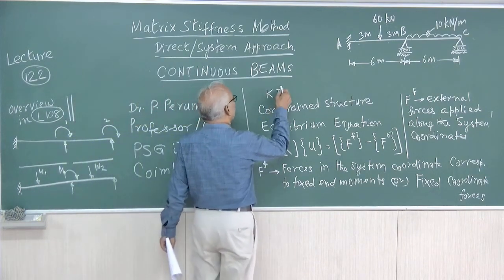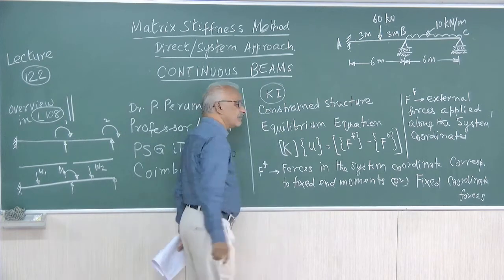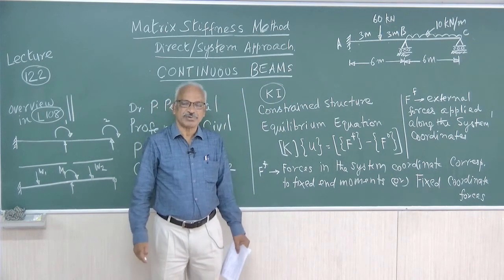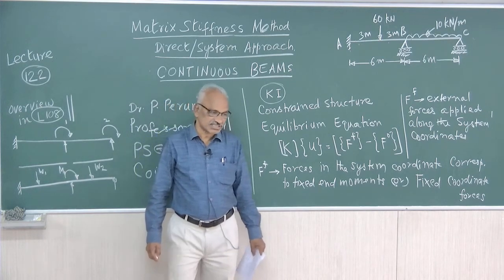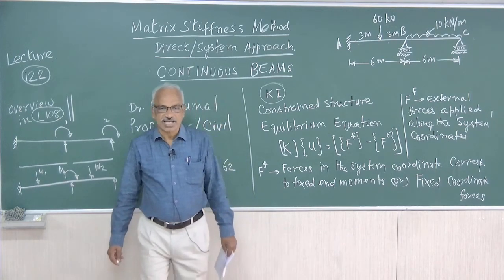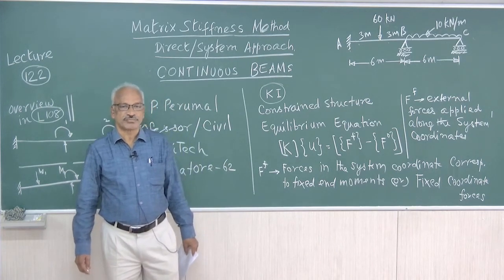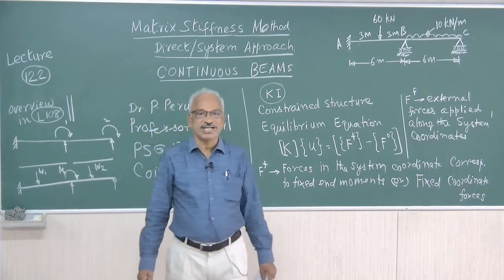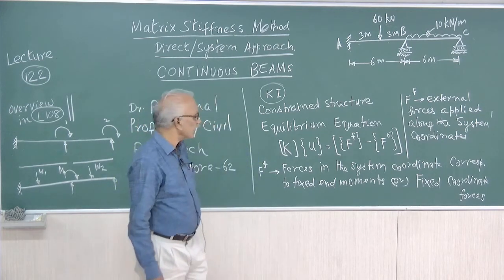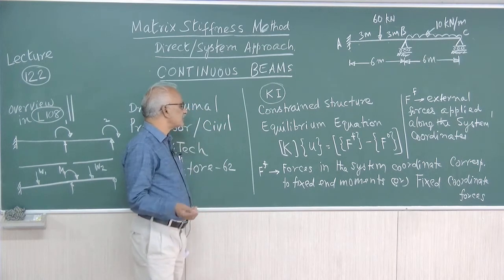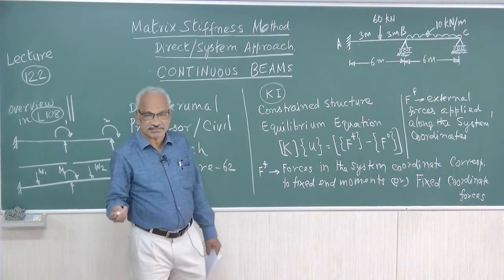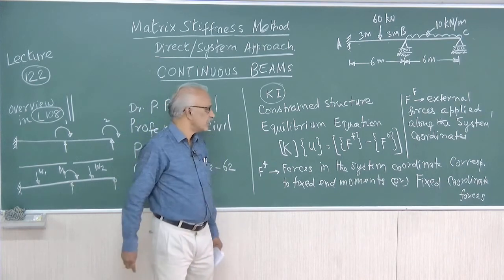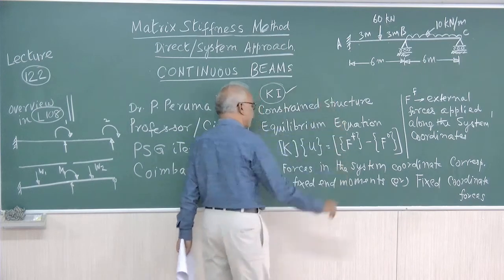So, we know that the degree of difficulty of the analysis of the structure depends upon the kinematic indeterminacy of the structure. Kinematic indeterminacy, as we know, refers to the number of possible joint displacements in a structure. When the possible displacements are 3, the matrix will be 3 by 3. When the number of possible displacements is 4, the matrix will be 4 by 4, like that. So, that depends upon the kinematic indeterminacy, right.